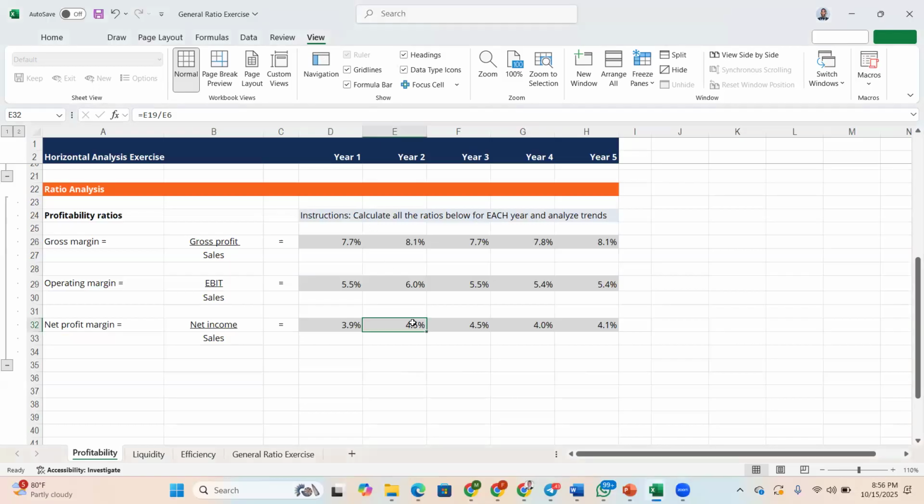So just like Mr. Emmanuel said, years 2 and 3 have the highest net profit margin. The net profit margin gives us the overall picture. If your gross profit margin is good, but your net profit margin is low, it's not good. The net profit margin is the bottom line, and that is what we are looking at.